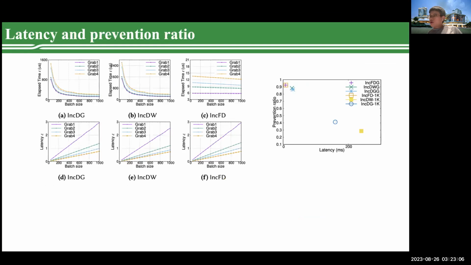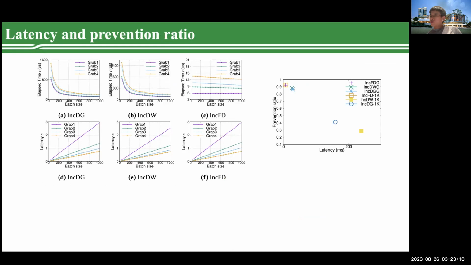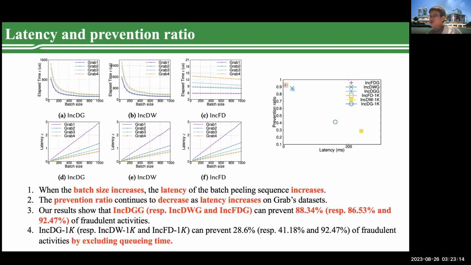Next, I will introduce the relationship between latency and the prevention ratio. As we increase the batch size, the latency of the batch peeling sequence also increases. The observation indicates a trade-off between the size of the batch and the latency of the algorithm. Our results prove the effectiveness of edge grouping. This algorithm stops up to 92% of the fraudulent activities.